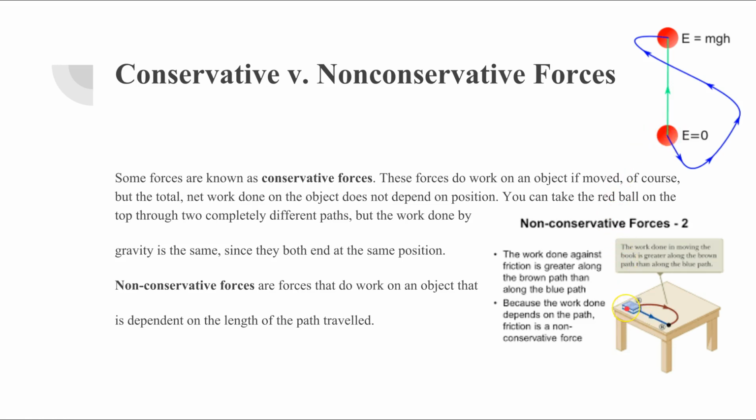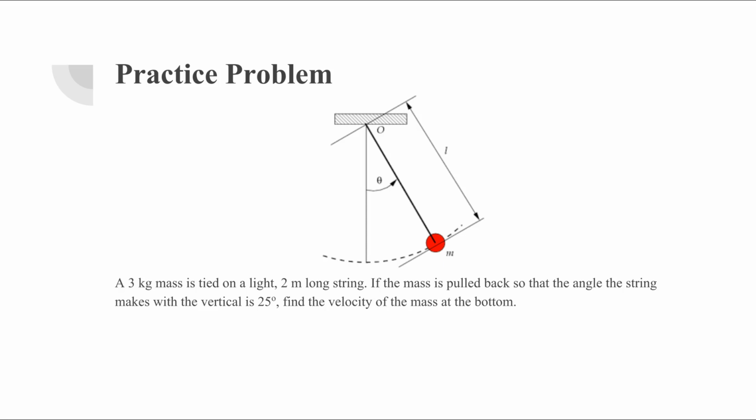Now suppose you did the same thing here. Okay? You move it all around the table. Total work will not be 0. In fact, it will be 4 times the work done from moving from one corner to the next. Because friction is non-conservative, and non-conservative forces do work based on the length of the path it travels, the total distance it travels.